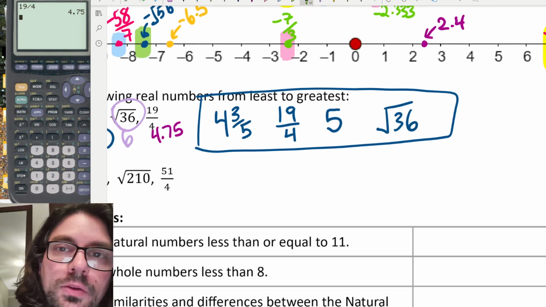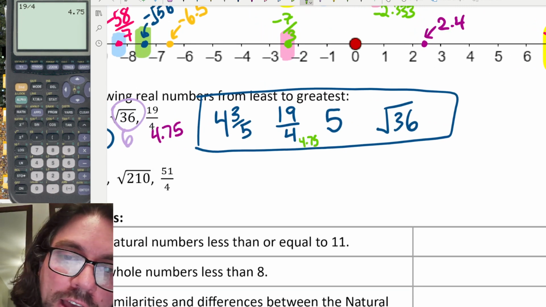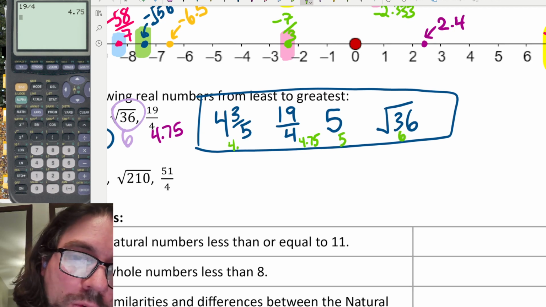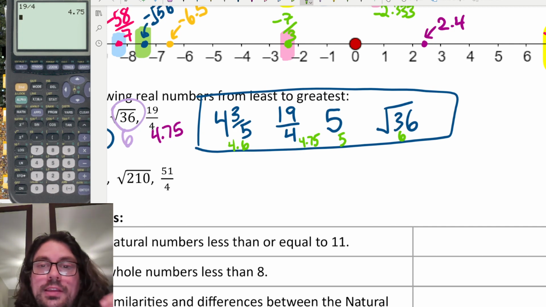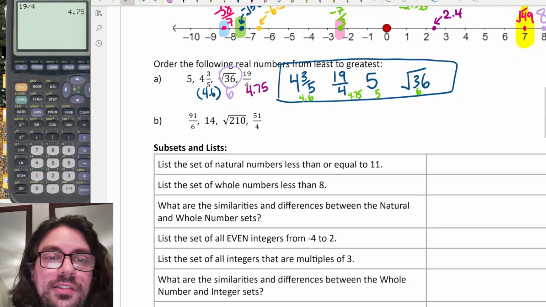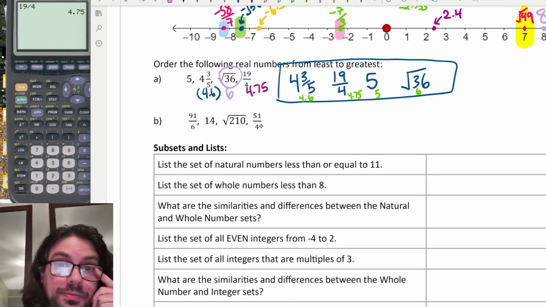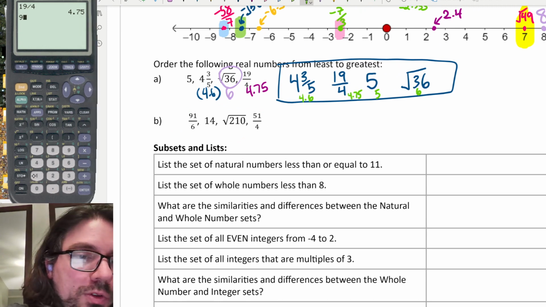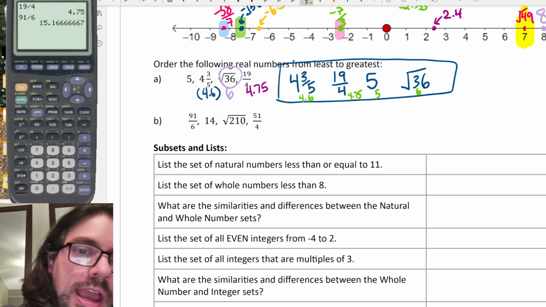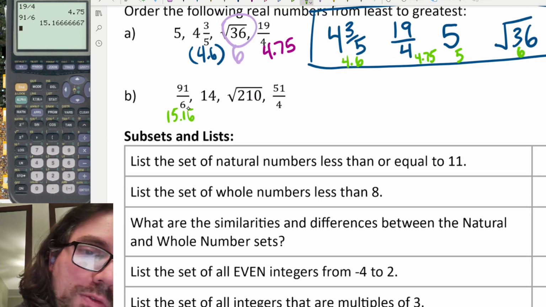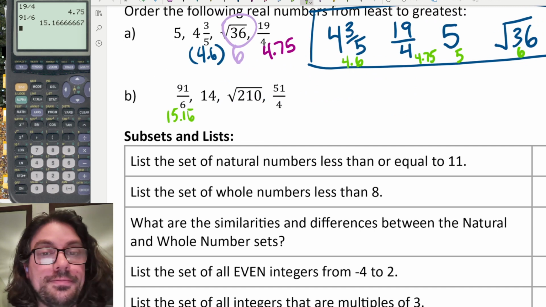And just to remind us what they were, this was 4.75, this is 5, that's 6, and this we said was 4.6. So that's the order there. Again, see how putting it as a decimal can help. Let's see how you did with this one here. So again, 14 is already a decimal. Let's do 91 over 6 and see what that is as a decimal. And I get 15.16666, and so on and so forth. And sometimes we put this little bar over a number to show that that number just keeps repeating.